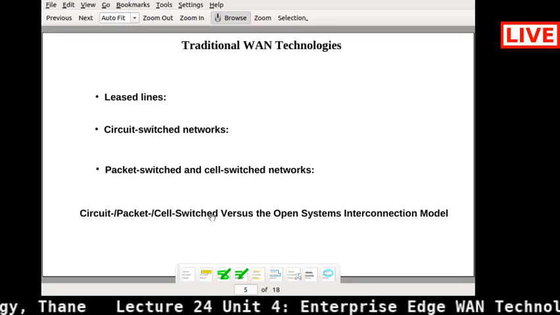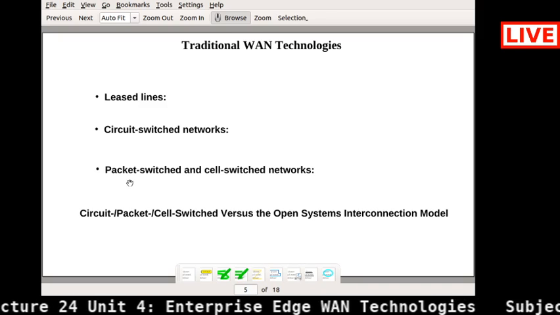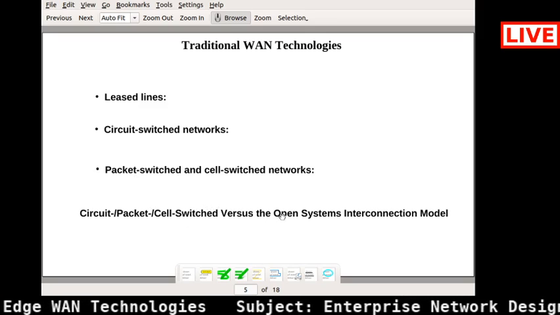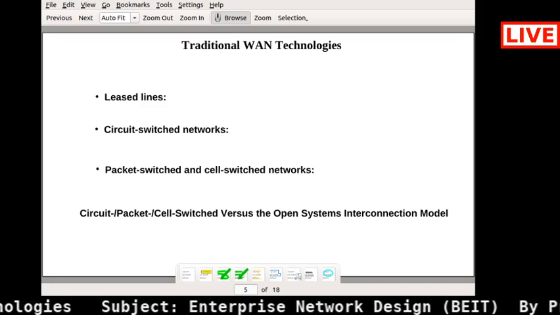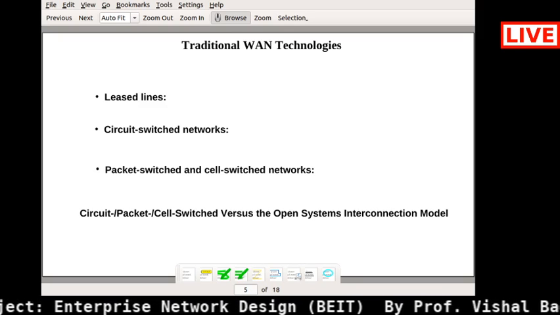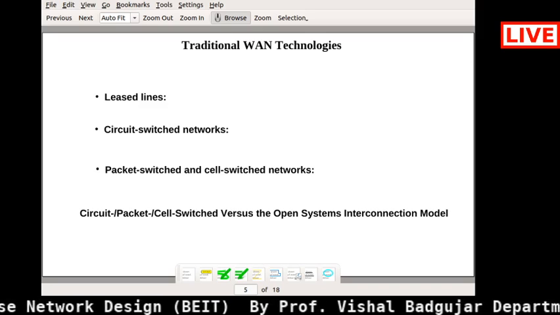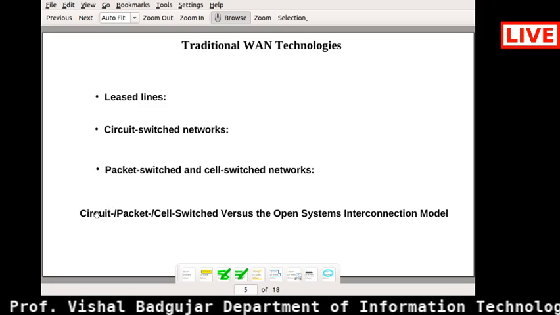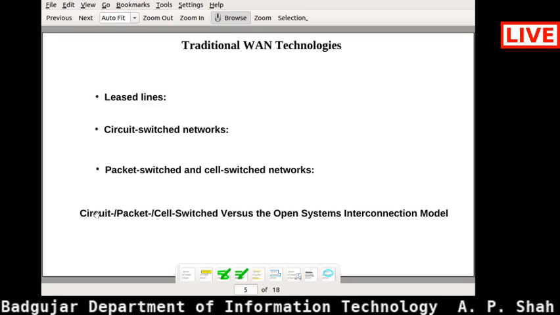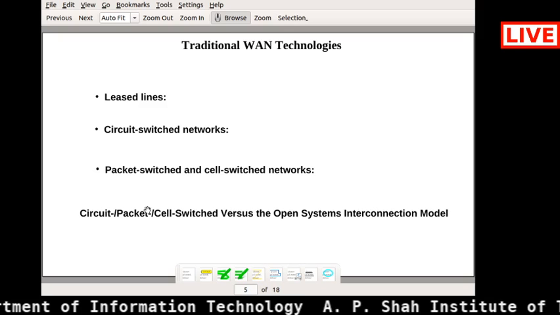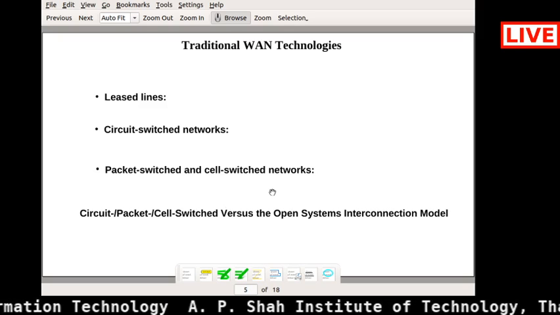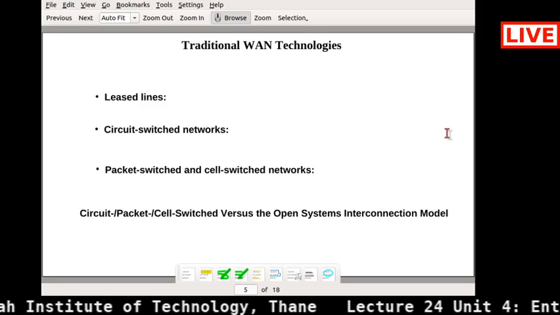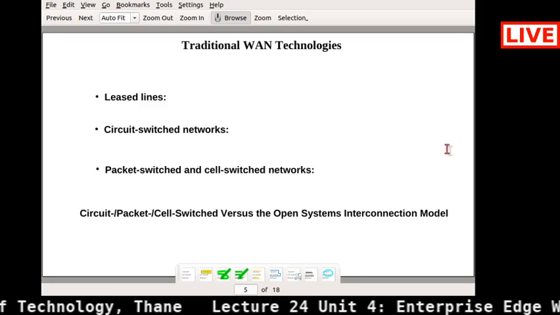Okay, then we will see how these circuit switch, packet switch, and cell switch networks compare with the OSI layer model, the 7 layers we have studied. If I am talking about the first one, the circuit switch network with respect to our OSI model, it fits into your first layer, that is nothing but your physical layer. Because layer 1 of the OSI model describes the method of binary encoding or physical transmission media.